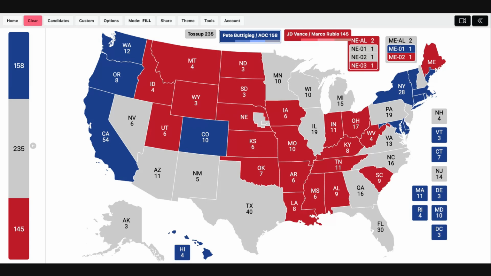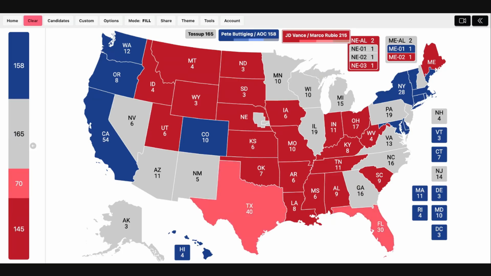And so that is it for the safe states for both candidates, both of them at an equal standing. The likely Republican states put Texas and Florida in the likely GOP category, as well as the state of Alaska, putting Marco Rubio and J.D. Vance at 218, with Nebraska's first congressional district going in that likely column at just an 8-point win for Vance.